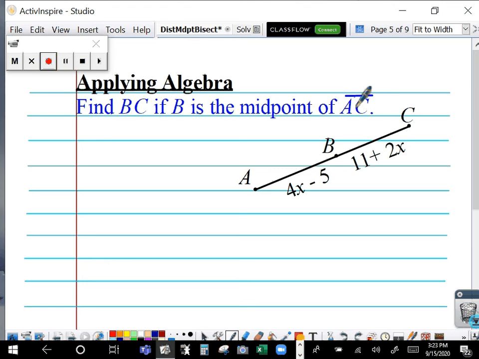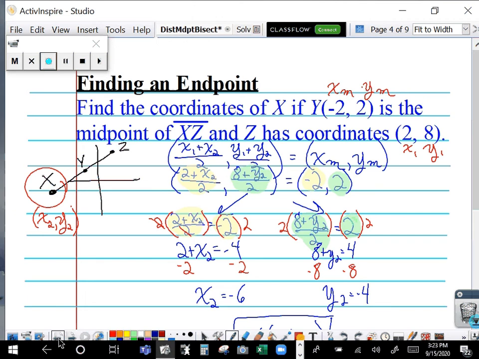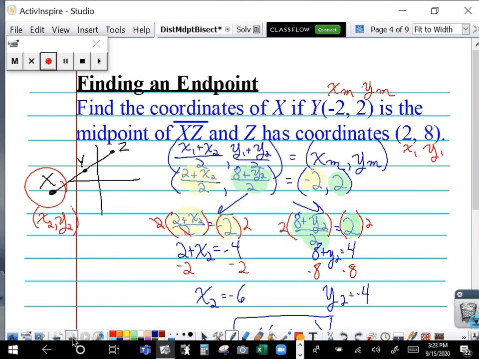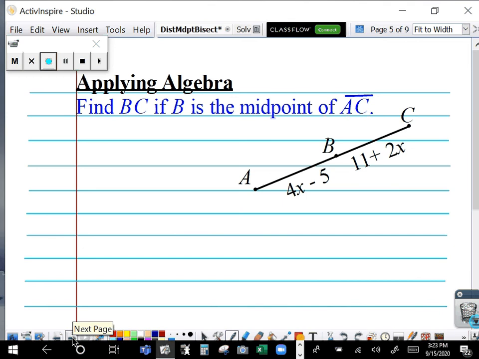Now, the important thing we're given here is that B is the midpoint of AC. And if we go back to what it means to be a midpoint, it is the point halfway between the endpoints of a segment. If X is the midpoint of AB, that means that AX is congruent to XB, meaning the lengths of those segments are equal. So in this case, they're telling us that segment AB is going to be congruent to segment BC, which means the length of those segments are equal. So the length of segment AB is equal to the length of segment BC.